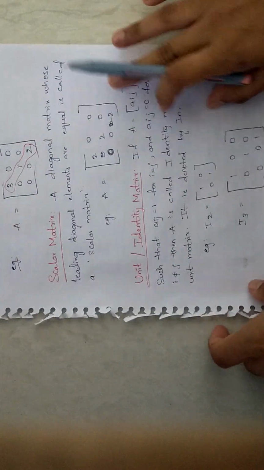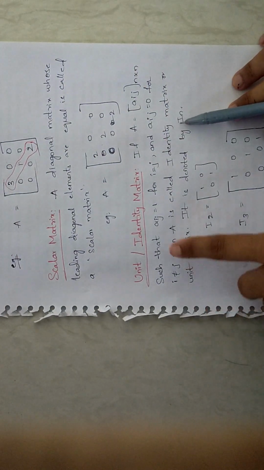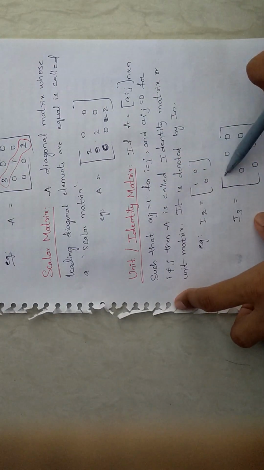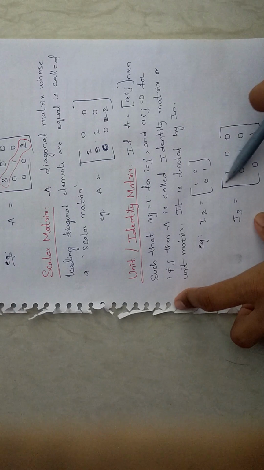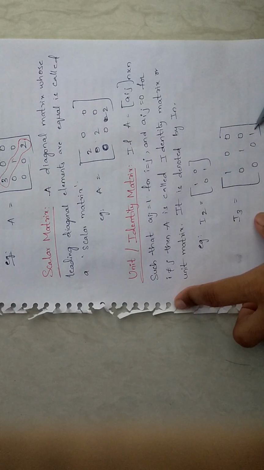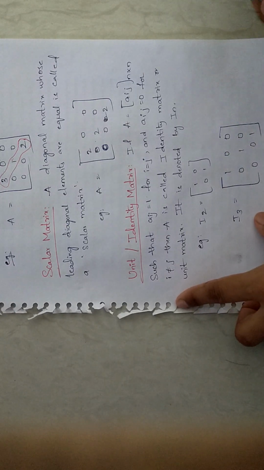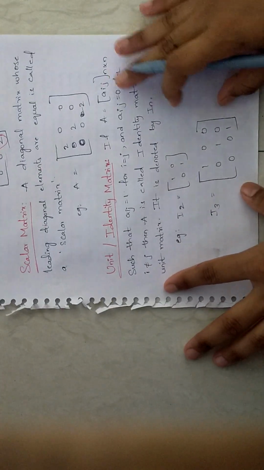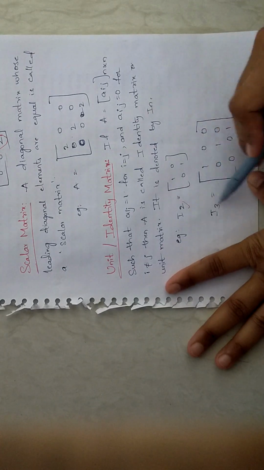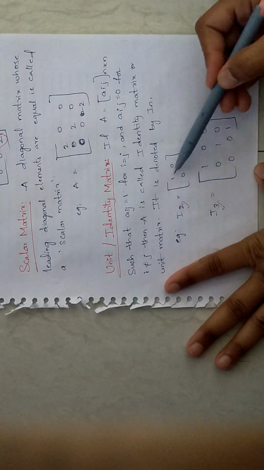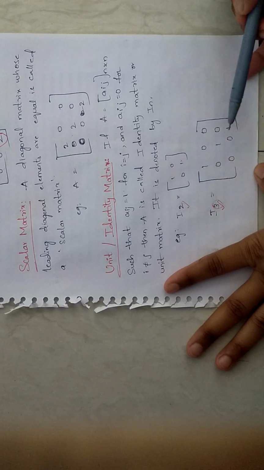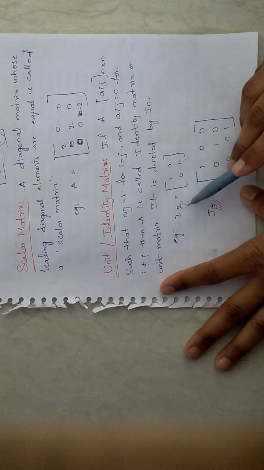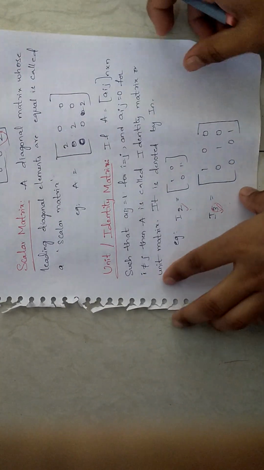Next, unit or identity matrix. So unit means 1, identity means 1. If the diagonal elements are 1, then we say it is a unit or identity matrix. Now how do you represent this? Why did I write I2, I3? 2 means a 2 by 2 matrix, 3 means a 3 by 3 matrix, and this representation is only for the identity matrix. Okay, I2, I3, I4.